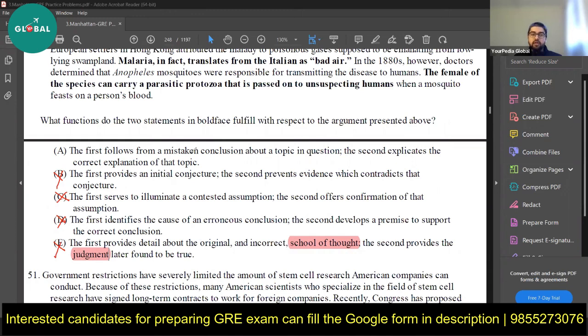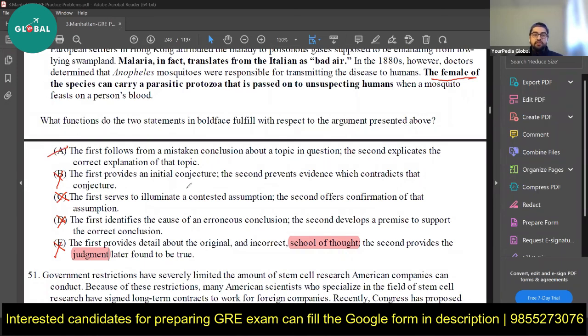Now A: the first follows from a mistaken conclusion about a topic in question. Yes, the first is following from the mistaken conclusion. The second explicates the correct explanation of that topic. That is also correct because the second conclusion is that mosquitoes are the cause of malaria, and it explicates the correct explanation. This is explaining how mosquitoes work to spread that malaria. So this is the correct answer choice.